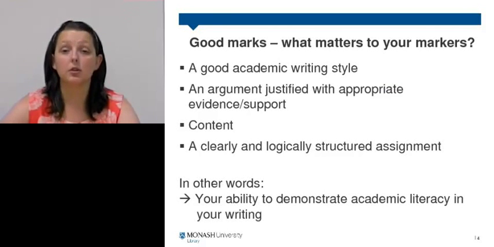Now, what matters most to your markers are a good writing style, an argument justified with appropriate evidence, content that actually answers the question, and a clearly and logically structured argument. In other words, your examiners want you to demonstrate academic literacy in your writing.